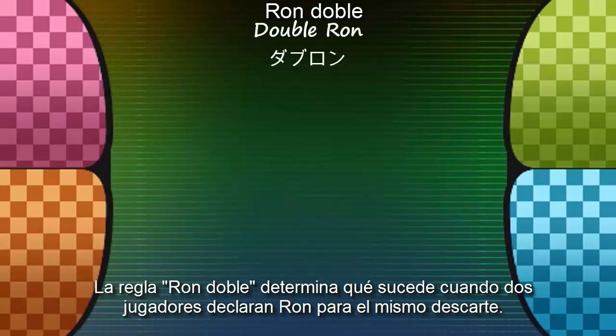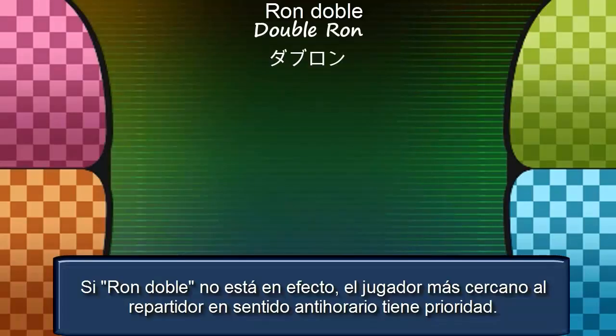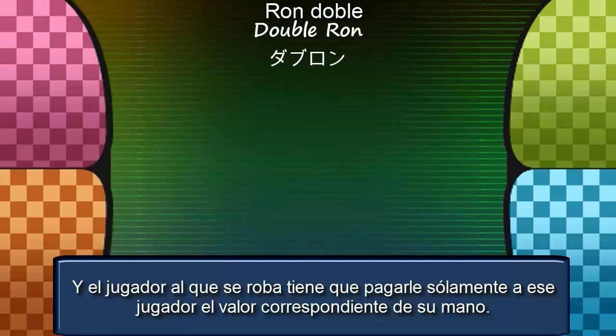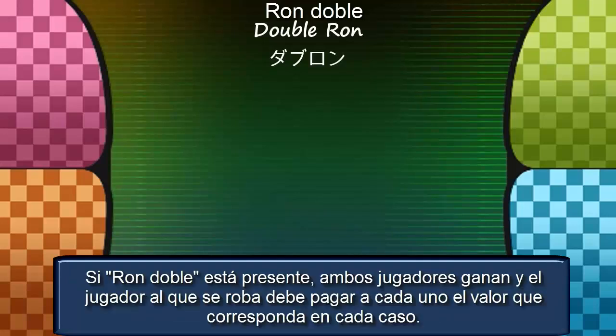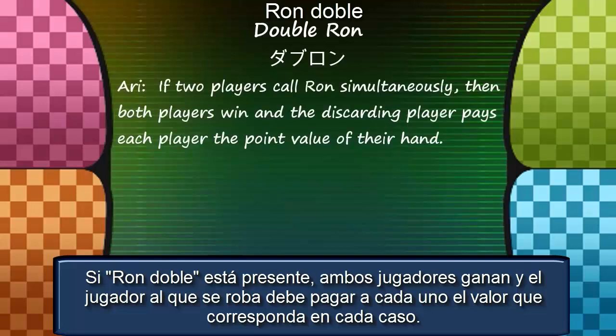The double Ron rule determines what happens in case two players try to call Ron on the same discard. If double Ron is absent, the calling player who is closest to the discarding player in counterclockwise order gets priority for the win over the other player, and the discarding player is required to pay the value of that player's hand only. If double Ron is present, then both players win, and the discarding player must pay each winner the value of their respective hand.